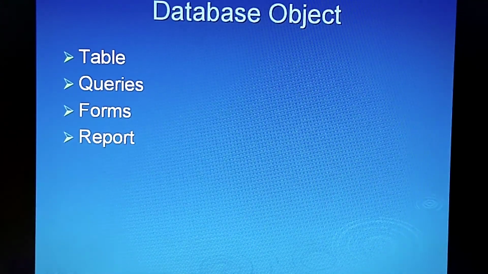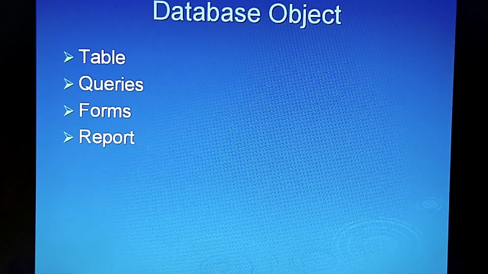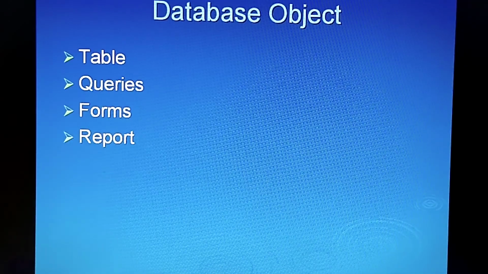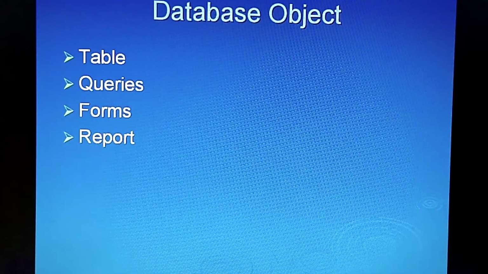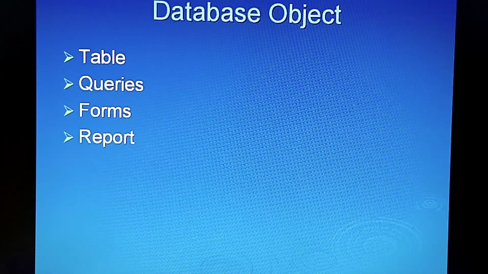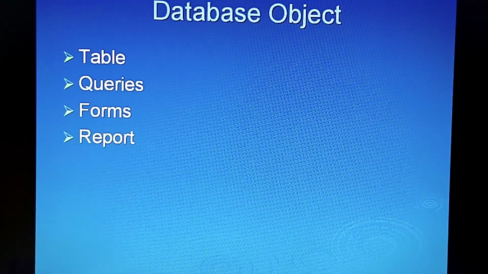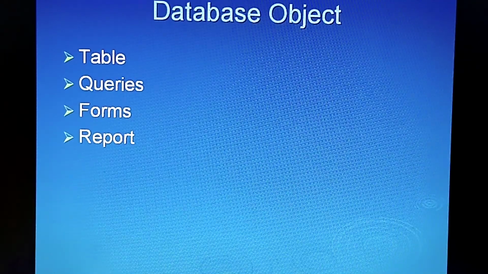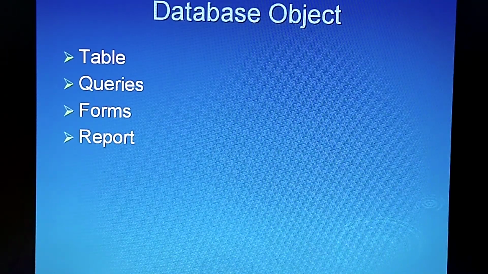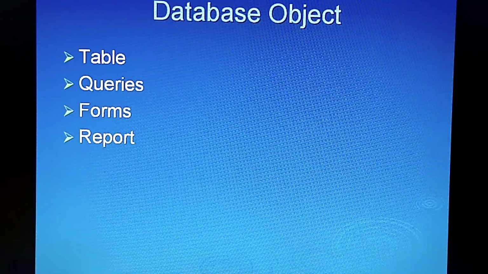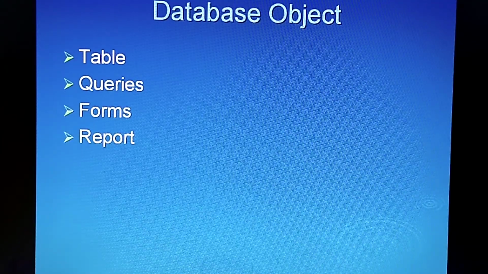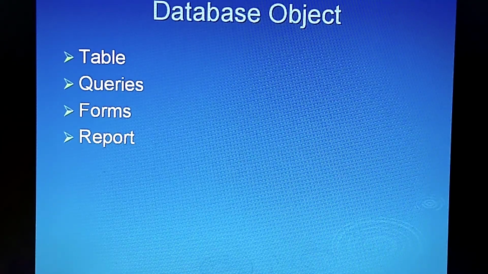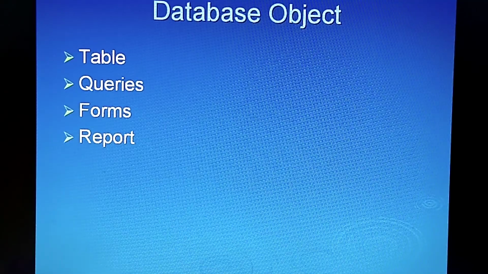What are the database objects? The most important object is the table. Why is the table the most important object? Because in the database we are going to store the data in the form of rows and columns, or tables. The main object of the database is to store the data for future use. Where are you going to store the data? You are going to store the data in the table in the form of rows and columns.